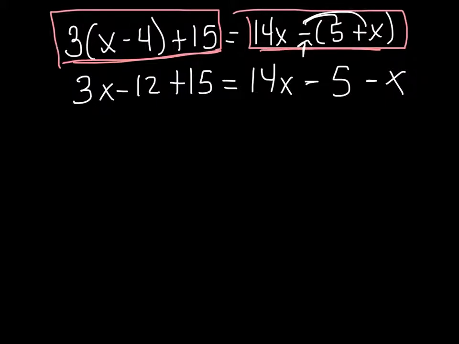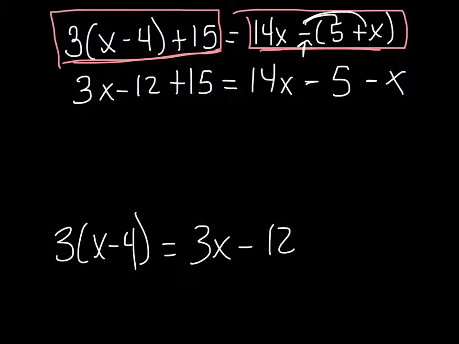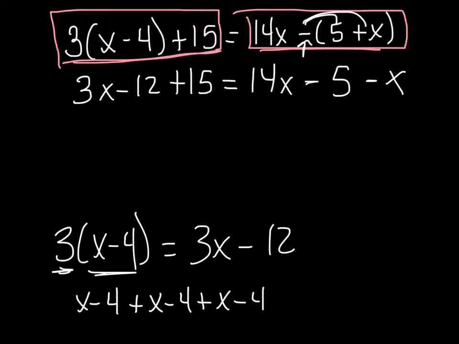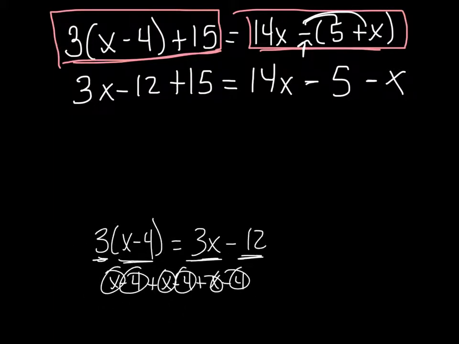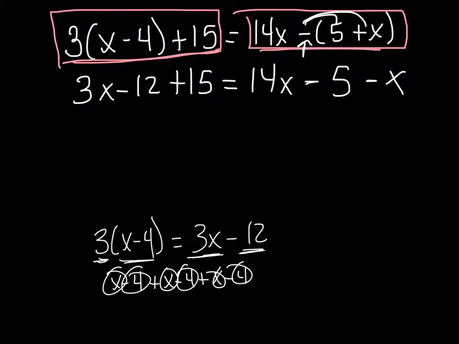Just in case you're fuzzy on distribution, I'll take a little rabbit trail here. Why is 3 times x minus 4 equal to 3x minus 12? Well, this is 3 groups of x minus 4: x minus 4 plus x minus 4 plus x minus 4. I have those 3 groups. So we have 3 x's and 3 negative 4's, making 3x and negative 12. I think that's one helpful way to think about it.